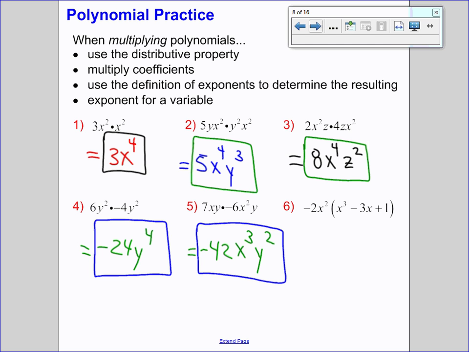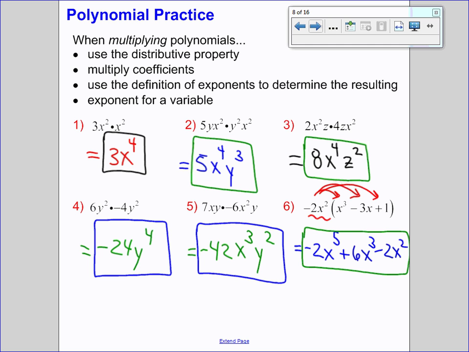And lastly, distributive property. So take a look at number 6, everyone. We're going to take this outside factor, negative 2x squared, and multiply it through the parentheses, term by term, like a distributive property problem from middle school. So here we go. Negative 2x squared times x cubed is negative 2x to the 5th. Remember, we add exponents. Negative 2x squared times negative 3x is plus 6x cubed. And lastly, negative 2x squared times a positive 1 is negative 2x squared. In this way, we can distribute that outside factor through the parentheses in accordance with the distributive property.